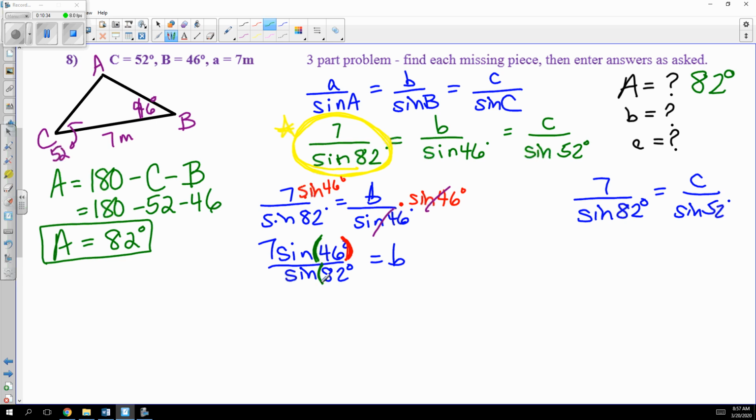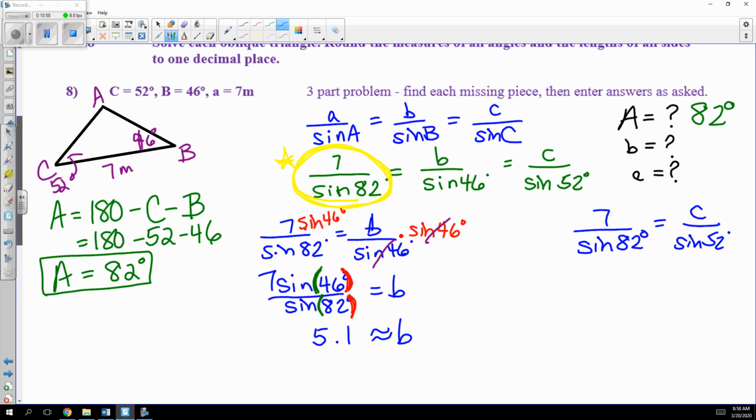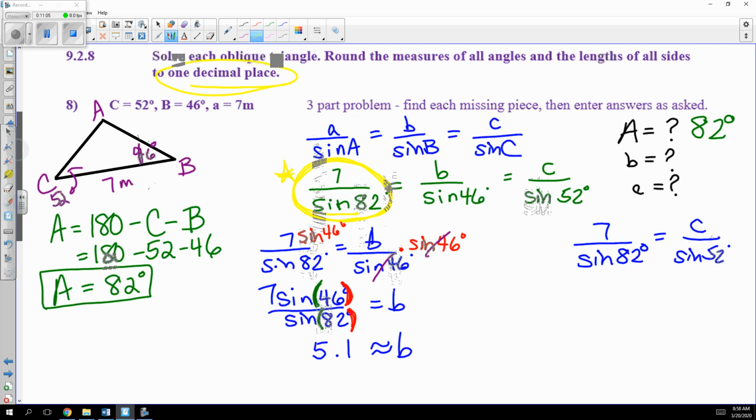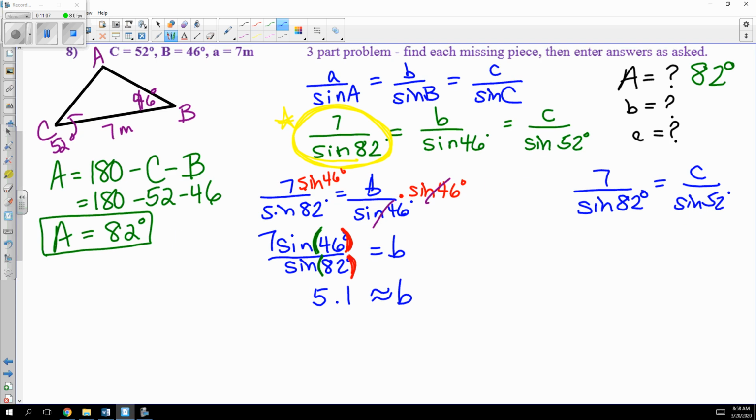Obviously, if this is the last thing you're typing, then it's not going to matter if you close it, but if it's going to make you feel better, then go ahead and close that 82. So type in 7 sine of 46, close the parentheses, divided by sine 82, close the parentheses, and B is approximately 5.1. I think the directions did say to round to 1 decimal place, so that's where I got that from. Please make sure that you're paying careful attention to the directions. Sometimes it's going to say 1, sometimes it's going to say 2.